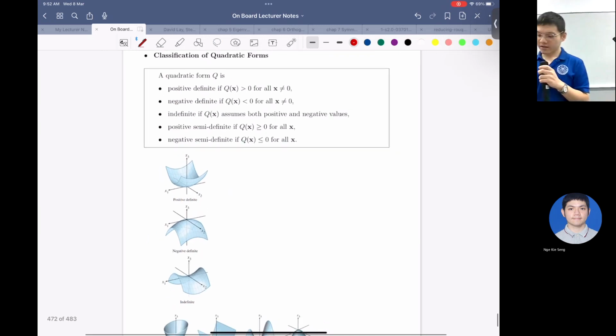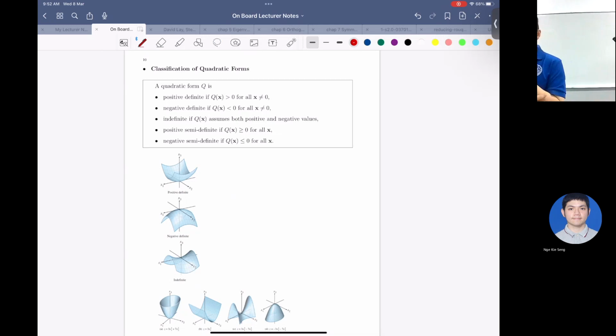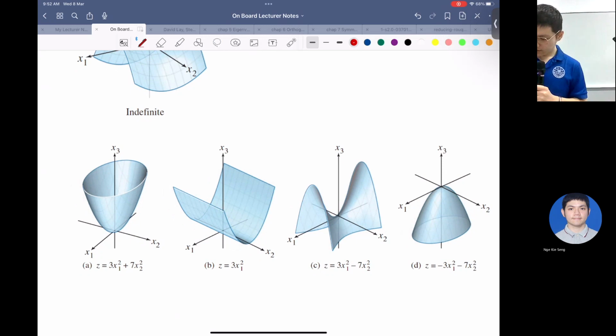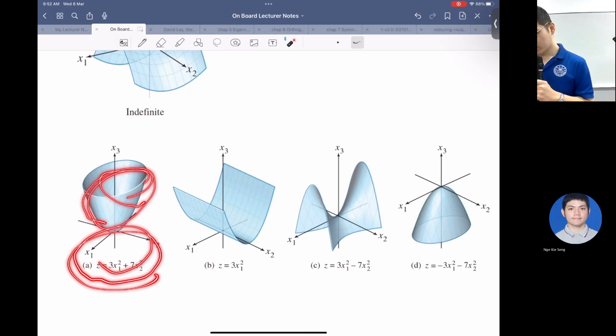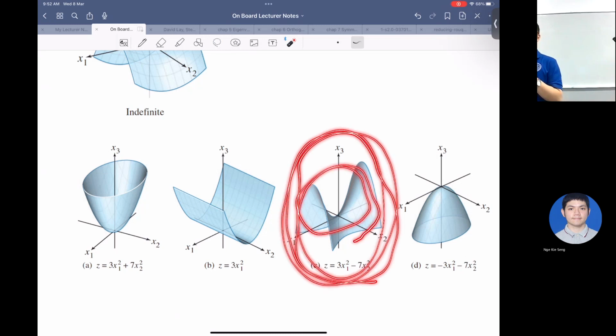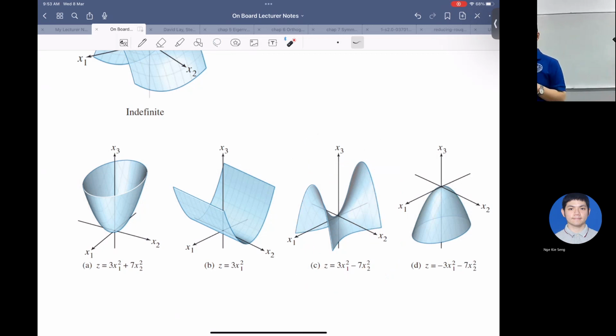So why do we study this quadratic form? Quadratic form has some examples. So for example, this guy here: z equals 3 times x1 squared plus 7 times x2 squared. This is a quadratic form. Why? We can write it as x^T A x. This is a cone, facing out, or you can get a folded plane, and then you also can get a saddle. You know what a saddle is? The thing you put on the horse when you ride the horse. You get something like a saddle, and then you also can get some cone facing down.